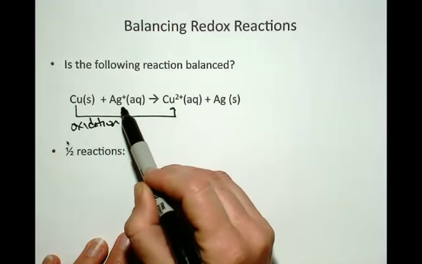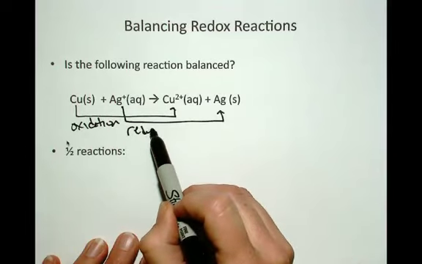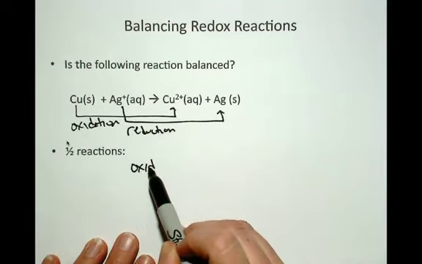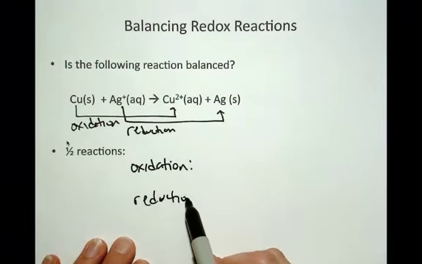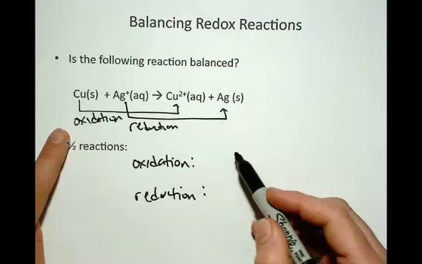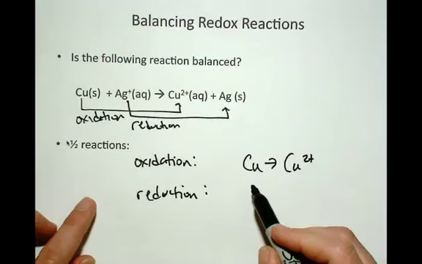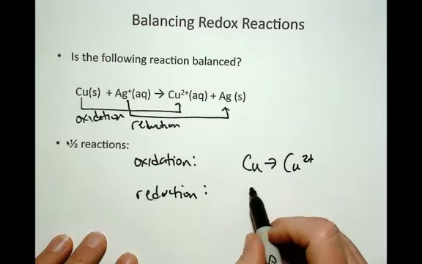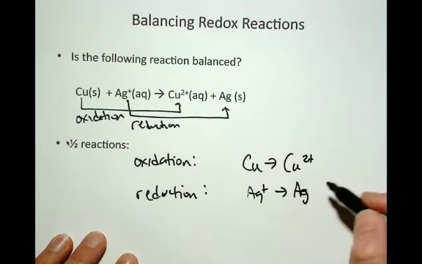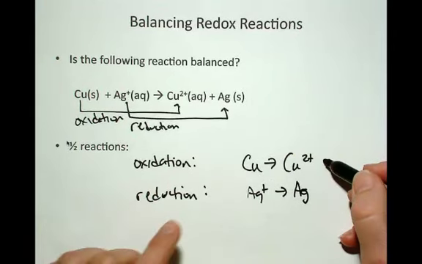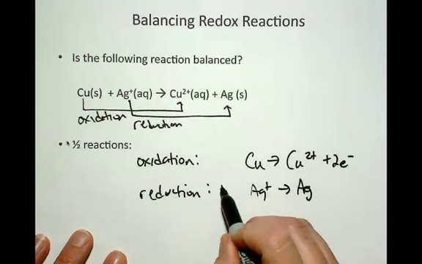The silver ion is going from a +1 to silver, so it must be gaining electrons, so it's undergoing reduction. So our oxidation half reaction and our reduction half reaction: our oxidation is copper goes to copper 2+, and in this case it's giving off 2 electrons. That's oxidation, loss of electrons. The silver is going from silver plus to silver. In this case, to balance out the charge, we add 1 electron to this side.